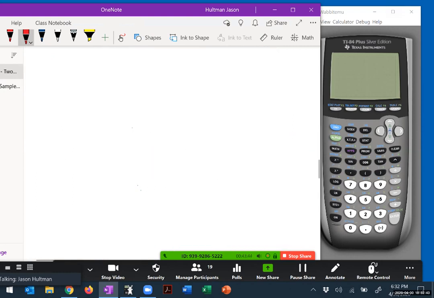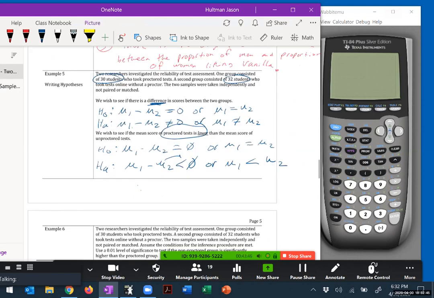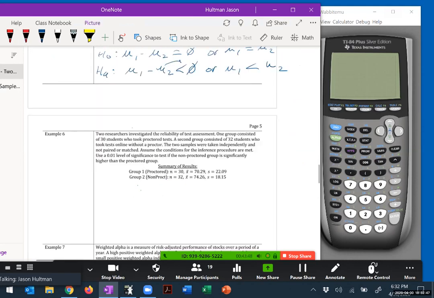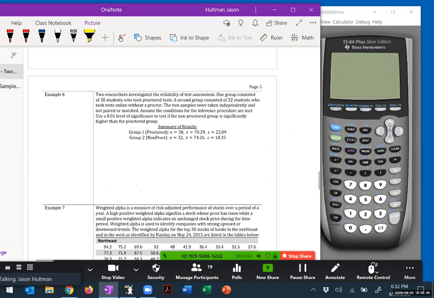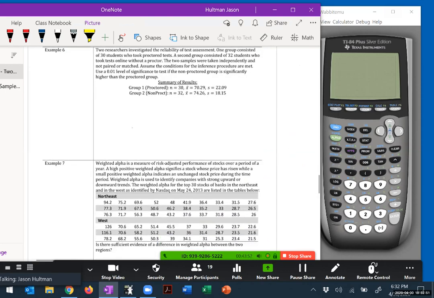Let's move on to example 6, which is the same example. What did they do? They recycled the same example 1, 2, 3 times. Okay, that's fine. We're gonna get really good at this one example.